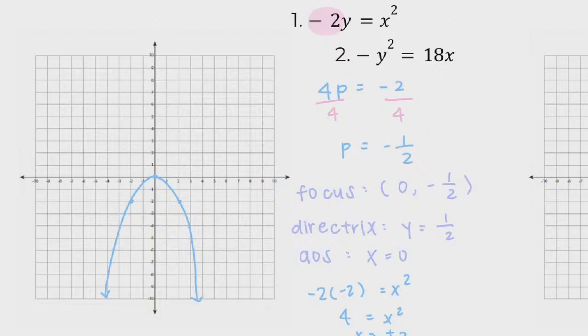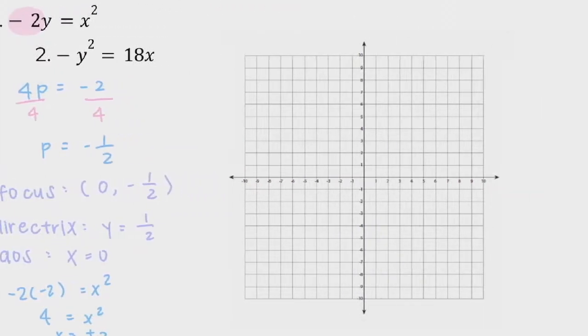And we found that the focus is at (0, negative 1/2), so that's going to be right here. The focus should always be inside the parabola, no matter which way it's facing. So that's the focus. And the directrix is going to be at y equals 1/2, so it's going to be a line right here. And the directrix will never cross the parabola, so that's how you can also check that it's correct.